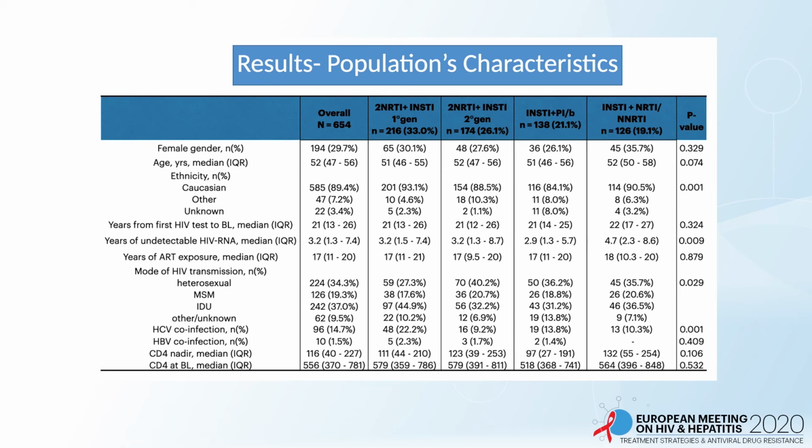As we can see, this is a quite heavily treated population characterized by 21 years of HIV infection, 17 years of ART exposure, and CD4 cell count at nadir of 116 cells. Patients who switched to dual therapy composed of INSTI plus NRTI or NRTI were characterized by a longer time of HIV suppression, while patients who started a triple regimen based on first generation INSTI were more frequently co-infected with hepatitis C and more frequently showed intravenous drug use as mode of HIV infection.